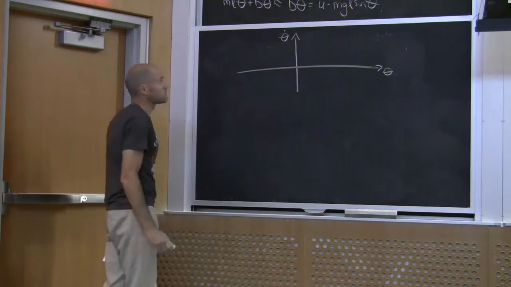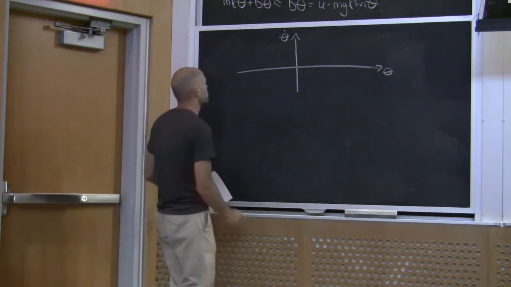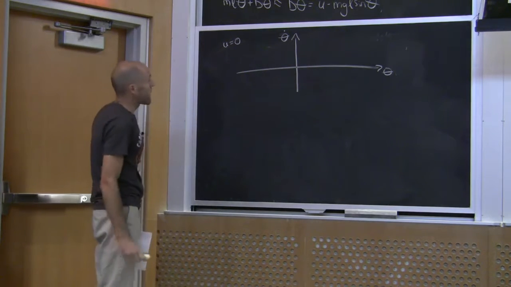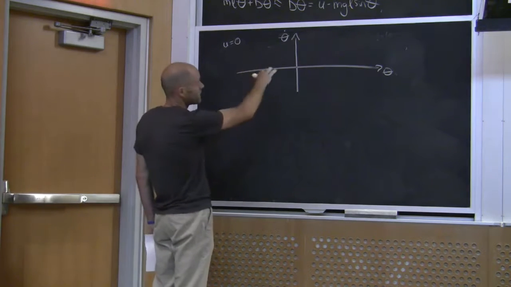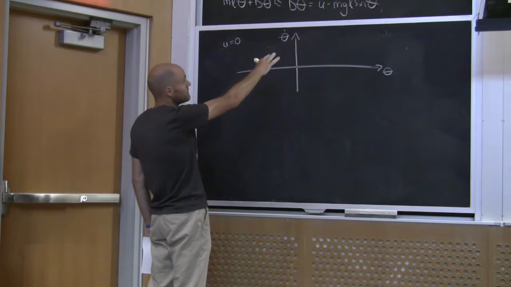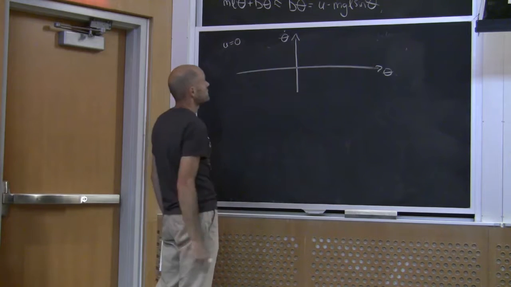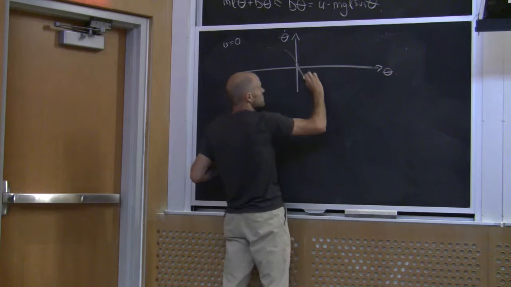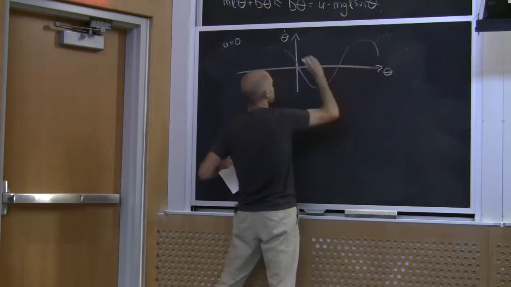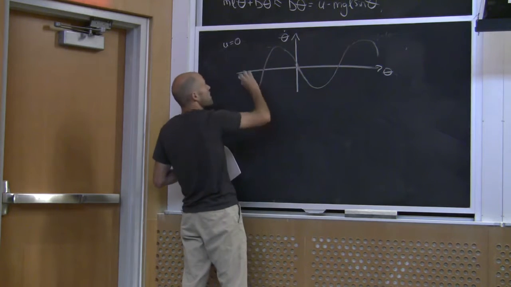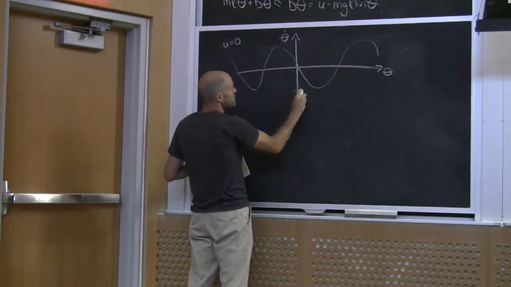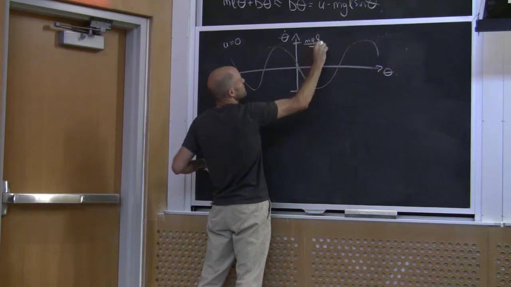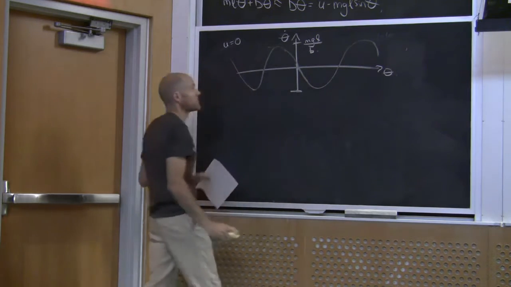Okay. So what's it going to look like? Let's even set U equal to 0 first, just to keep it really simple. So now it's going to look like theta dot is MGL over B, negative sine theta. So it's basically going to look like a sine wave, right? Okay, with amplitude MGL over B, right?